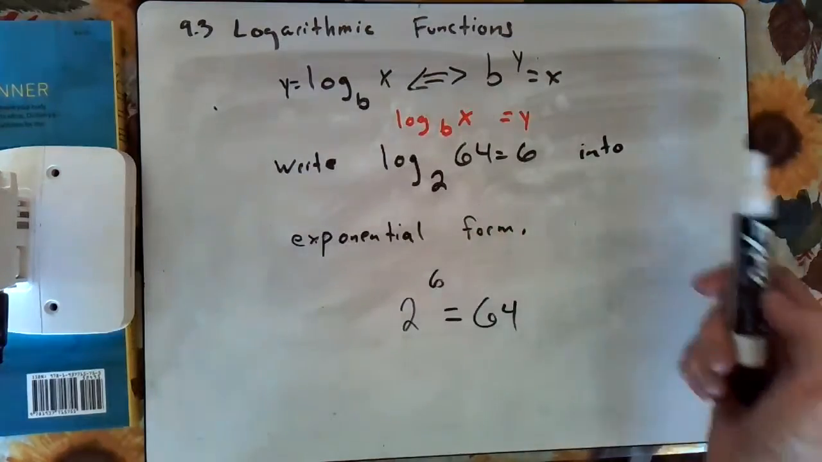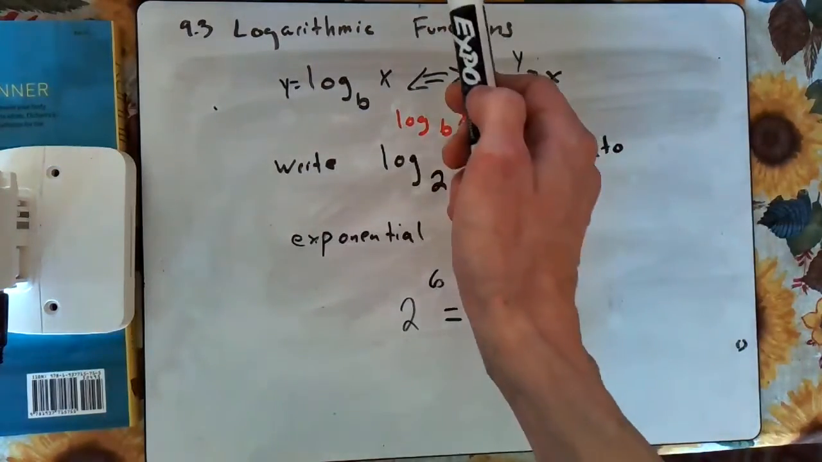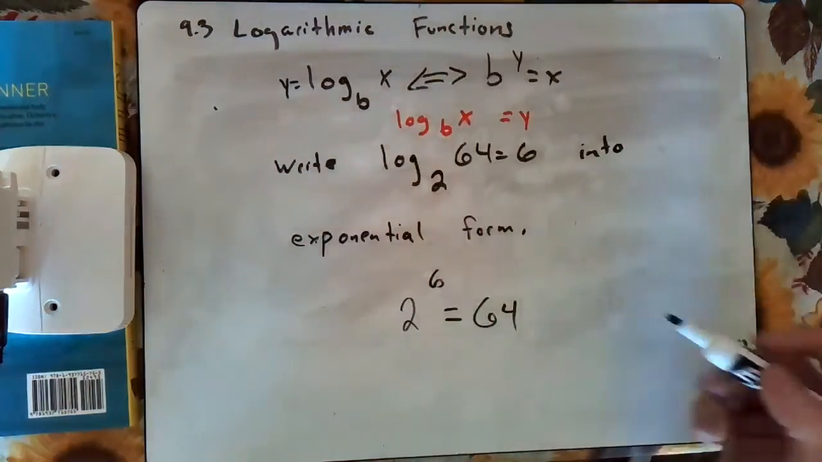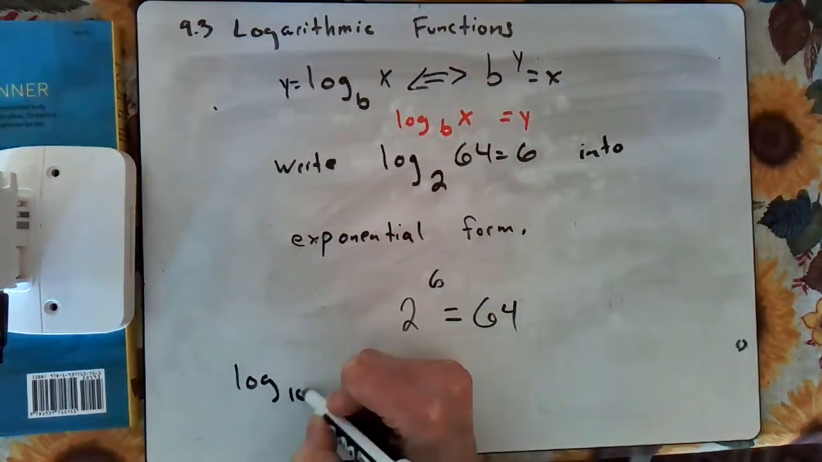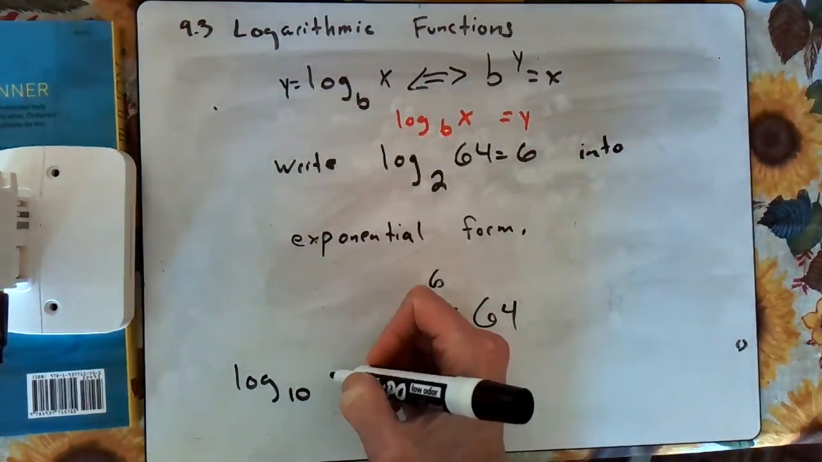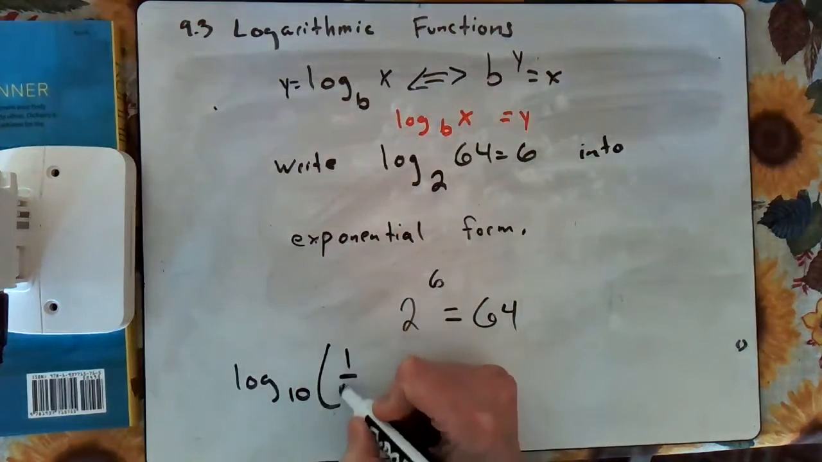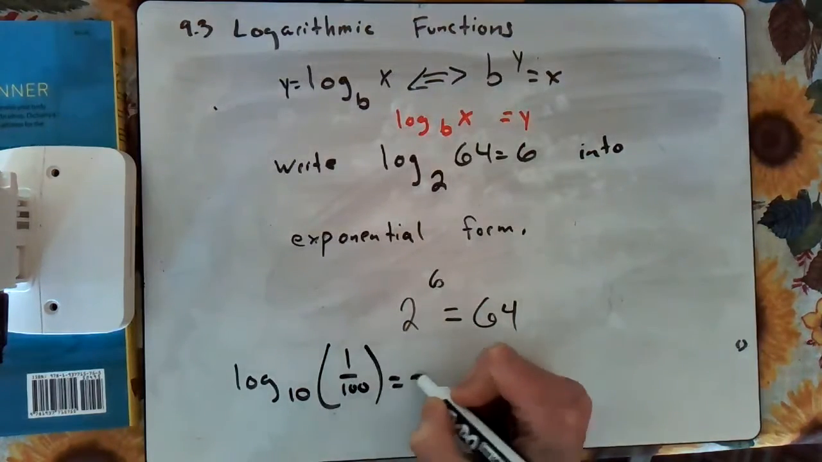It doesn't matter how crazy the problem looks either. Like if I have, say, log base 10 of 100, or actually, let's do 1 over 100 equals -2.